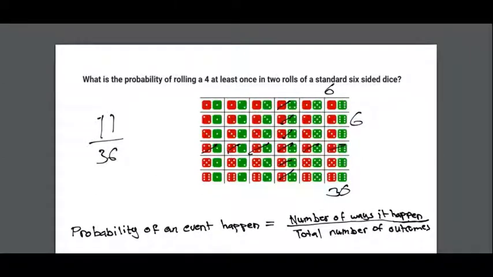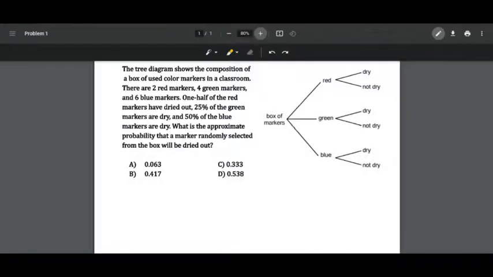over 36. The question says the tree diagram shows the composition of a box of used color markers in a classroom. There are 2 red markers, 4 green markers, and 6 blue markers. Let's write them down. So 2 red markers, 4 green markers, and 6 blue markers. 1/2 of the red markers have dried out. So half of the 2 red markers are dried. So one of the red markers is dried and the other red marker is not dried.